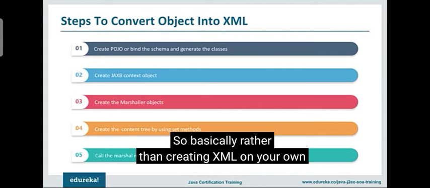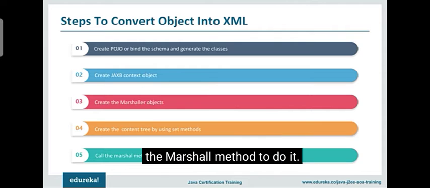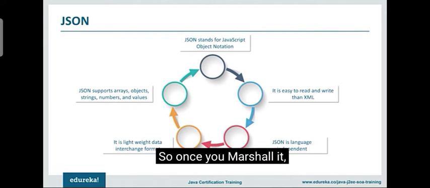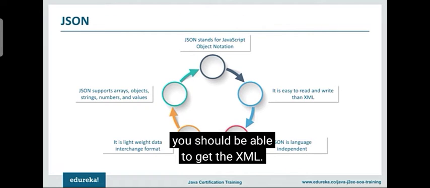So basically, rather than creating XML on your own, you're using the marshal method to do it. Once you marshal it, you should be able to get the XML.